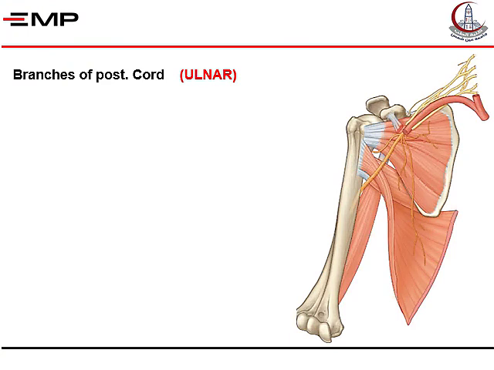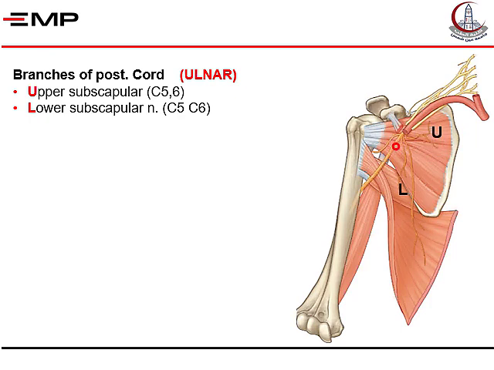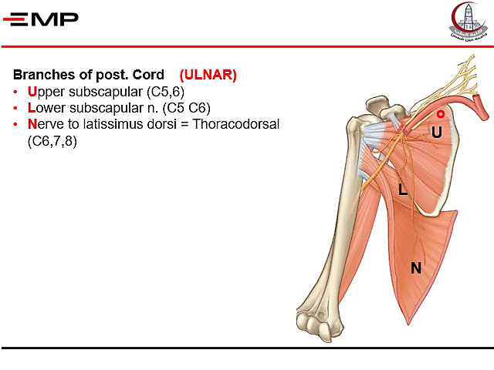The branches of the posterior cord can be remembered by the word ULNAR. These are the beginnings of each branch. The U stands for the upper subscapular, which descends to supply the subscapularis. The L is the lower subscapular, which supplies subscapularis and teres major. The N in between them is the nerve to latissimus dorsi or thoracodorsal nerve.